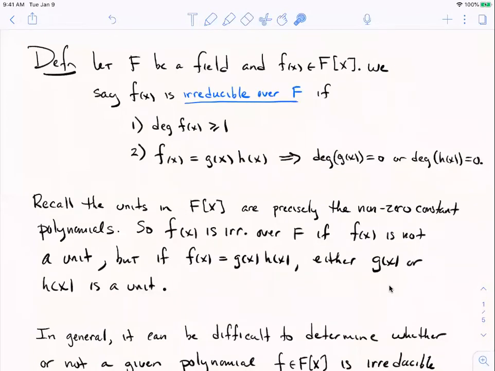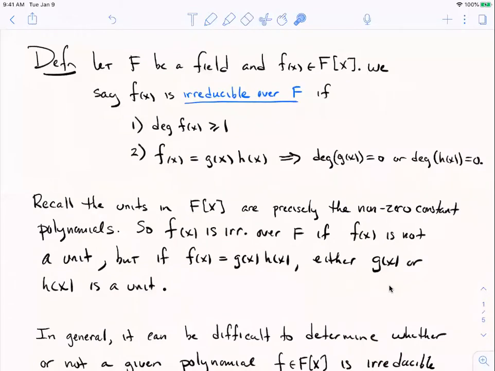The first thing is that it has to have degree at least 1. This is just a technical thing, but constant polynomials are never irreducible. The zero polynomial is not irreducible. Nonzero constant polynomials aren't irreducible. If I'm talking about irreducible polynomials, I mean that they have at least degree 1.